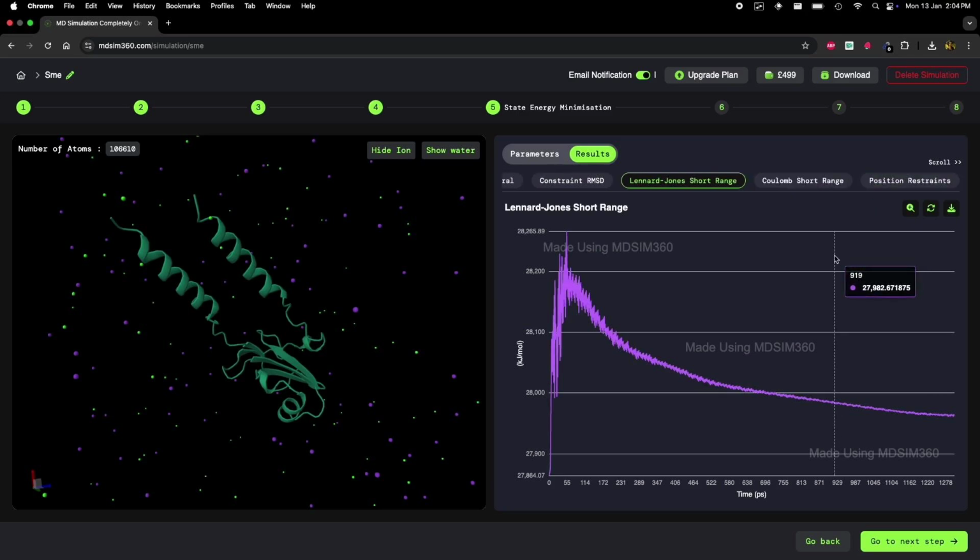Then the Lennard-Jones short-range interaction graph tracks the van der Waals interactions between atoms. In the initial phase of the energy minimization, you might observe a peak in the graph. This peak reflects an overlap between atoms as their positions are adjusted to find a more stable configuration. This interaction stabilizes, indicating that the atoms have moved into a more optimal configuration.